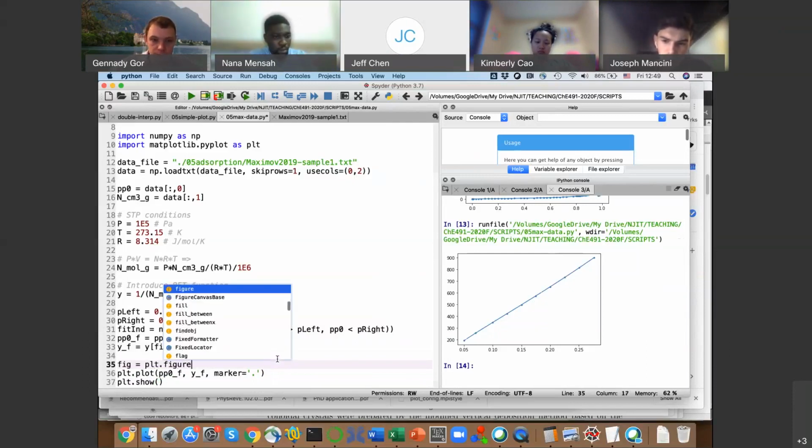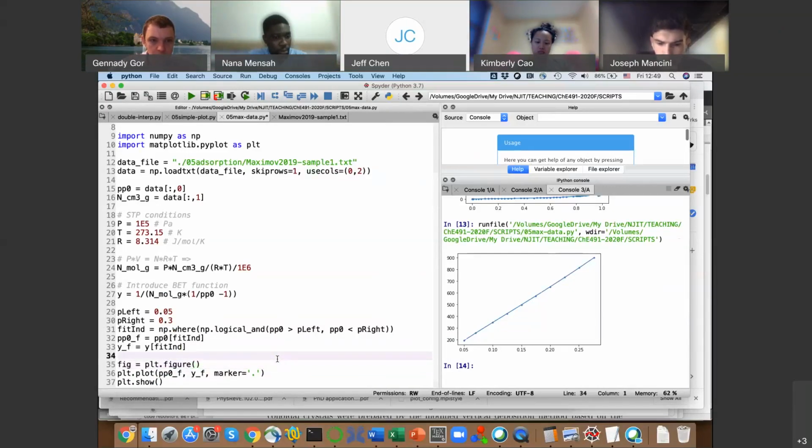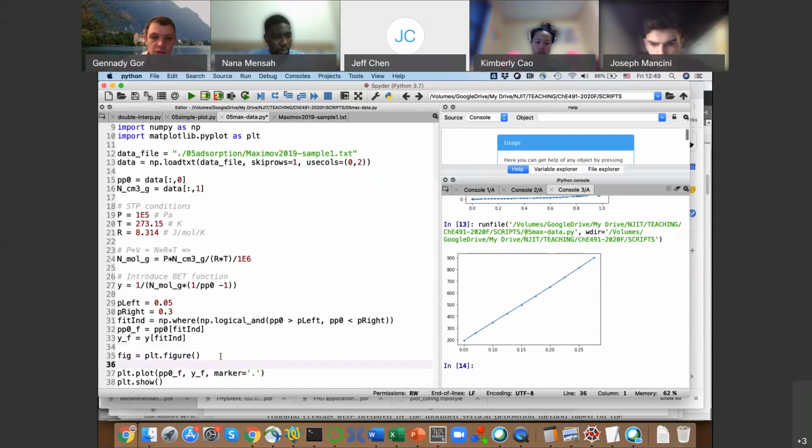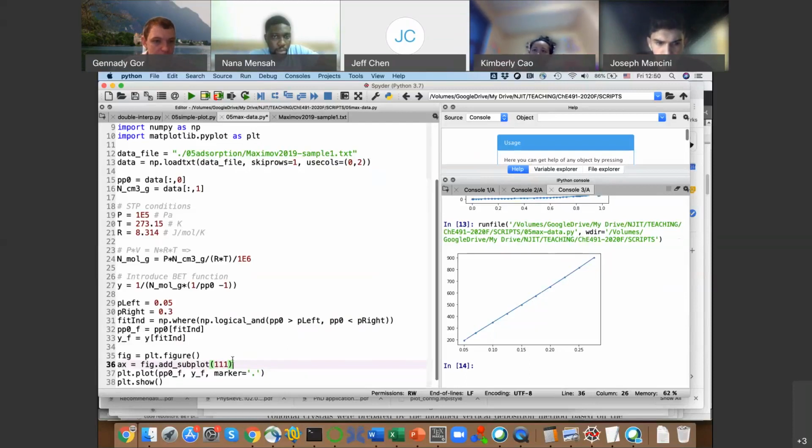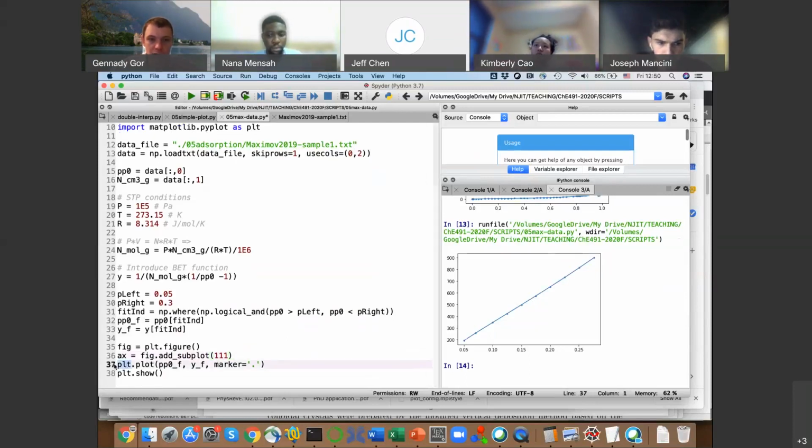I introduce a figure, a new object, plt.figure. So then I introduce axis because I will be making many different manipulations with the axis, labeling them in particular. So add subplot. And in fact, you don't necessarily need subplot, but with subplot you can make more than one plot within one figure. But here let's take one plot for now. So then, instead of doing plt.plot, I will do ax.plot.